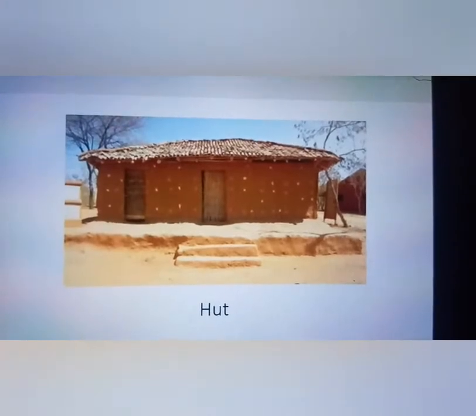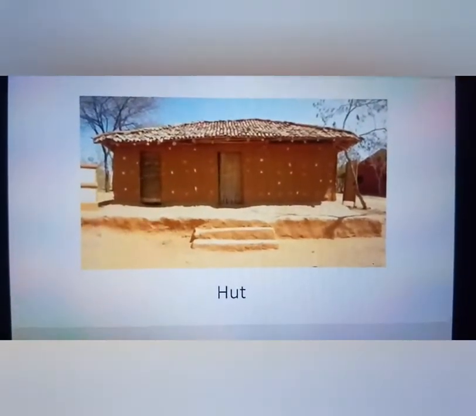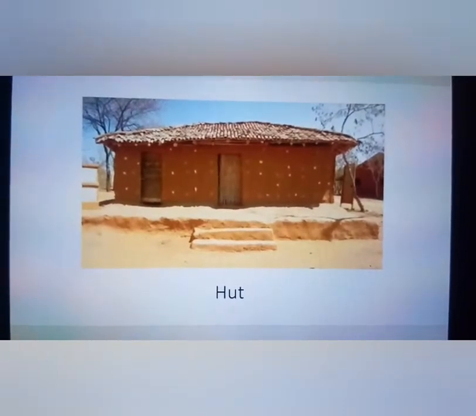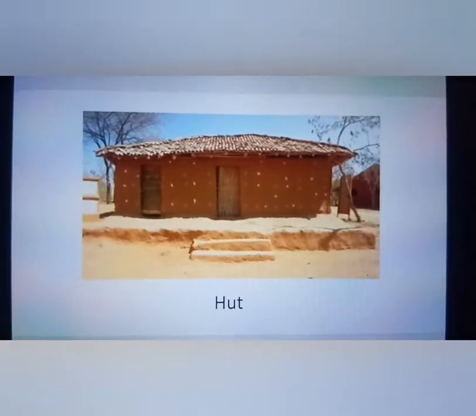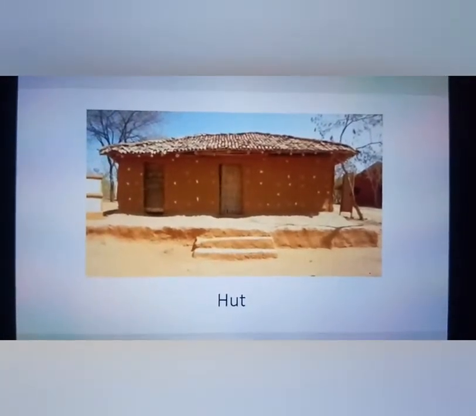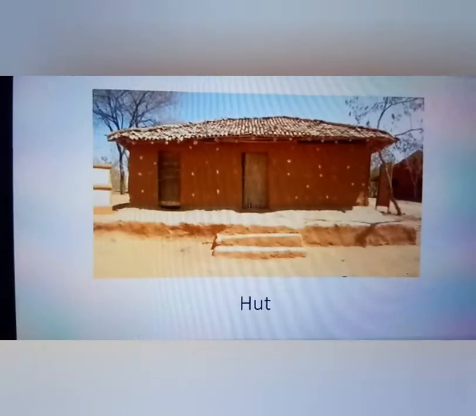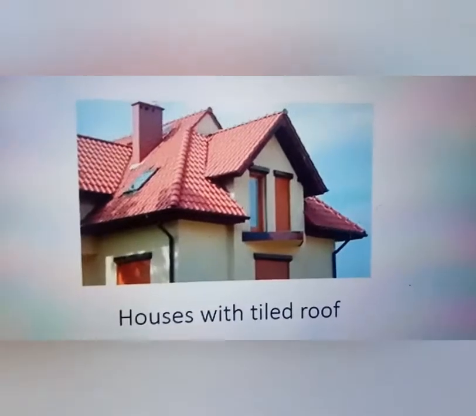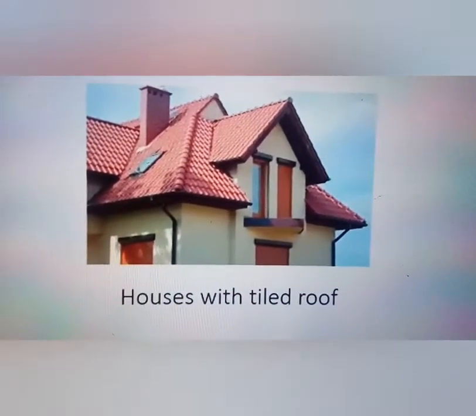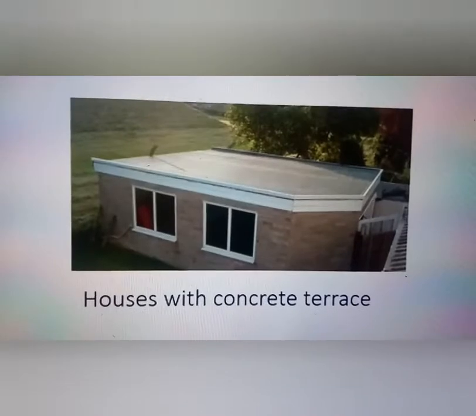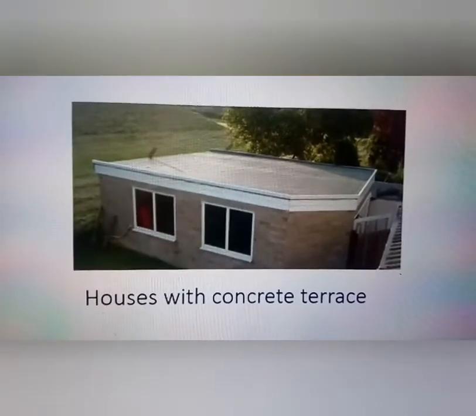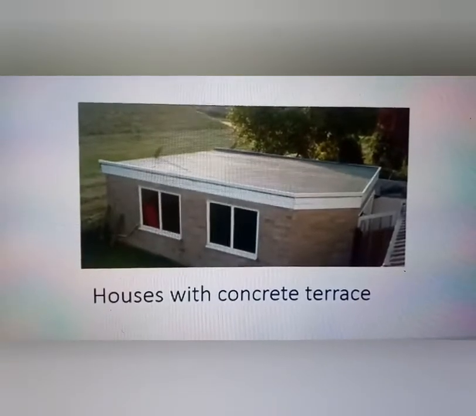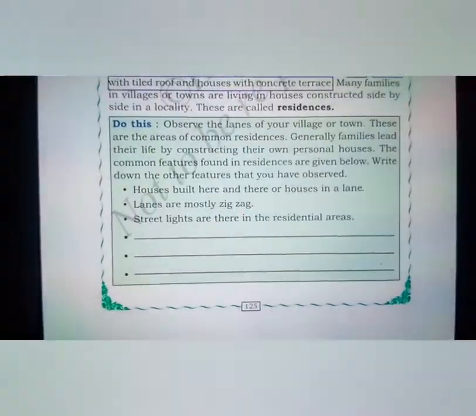This is a hut. You can see that the walls are constructed using mud, and for the roofs and the doors, they have used bamboo or some other trees. Next, houses with tiled roofs. For the roofs, they have used red tiles. The next one is houses with concrete terraces. As you can see here, the terrace is constructed with concrete. These are the three kinds of houses.